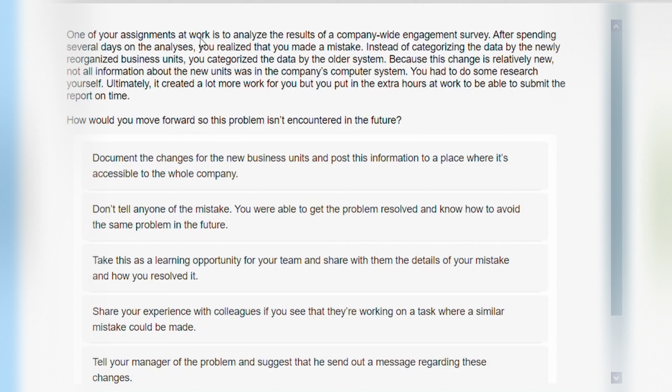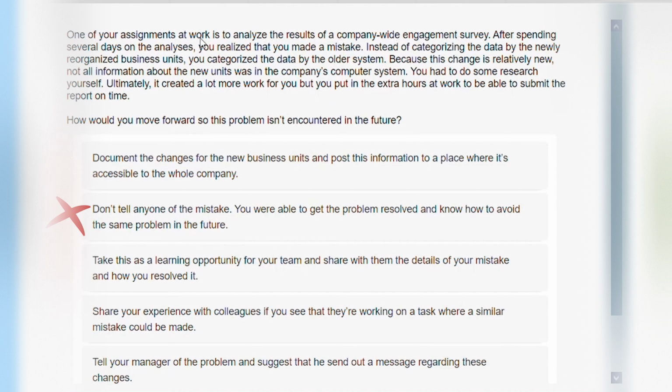Not all information about the new units was in the company's computer system. You had to do some research yourself. Ultimately, it created a lot more work for you, but you put in extra hours at work to be able to submit the report on time. How would you move forward so this problem isn't encountered in the future? So let's see the options.